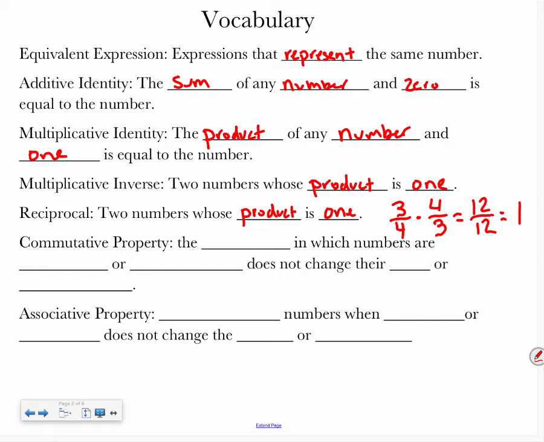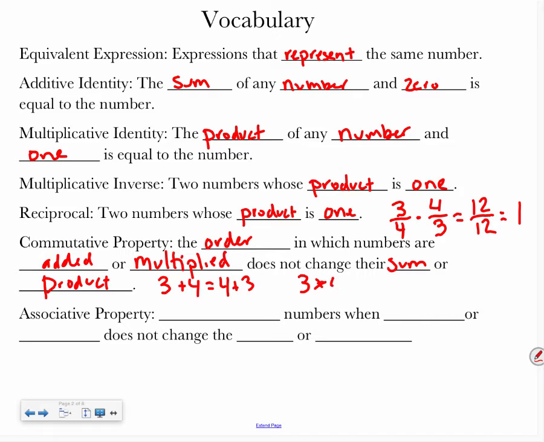The commutative property, okay, so this is talking about how the order in which numbers are added or multiplied does not change their sum or product. Okay, so 3 plus 4 equals 4 plus 3. Order doesn't matter. Same with multiplication. 3 times 4 equals 4 times 3. That is called the commutative property.